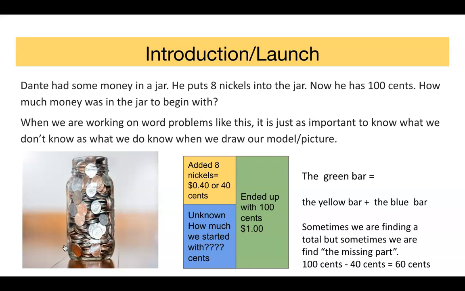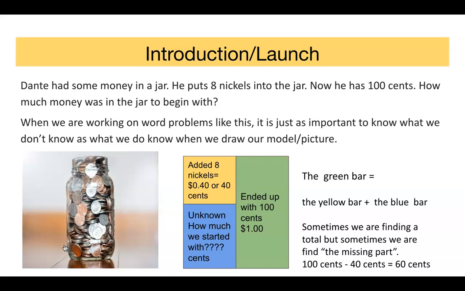So when we are working on word problems like this, it is just as important to know what we don't know as what we do know when we draw our model or picture. All right, what were we given? We were given that he has now 100 cents. So you want to be encouraging your students to recognize that that is the whole, that is the full jar. He puts 8 nickels into it. That's something, it's a part of it.